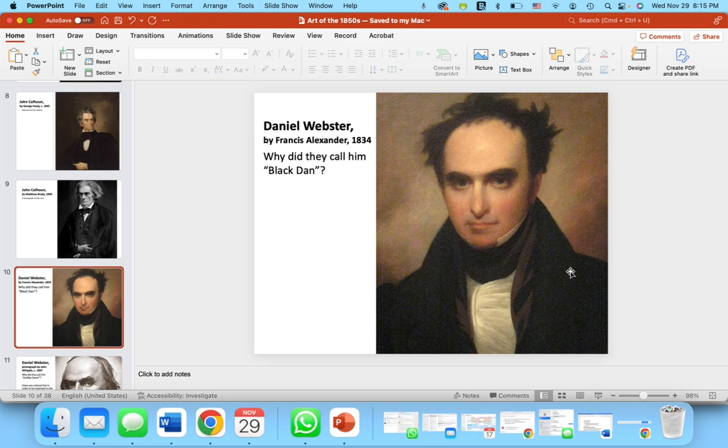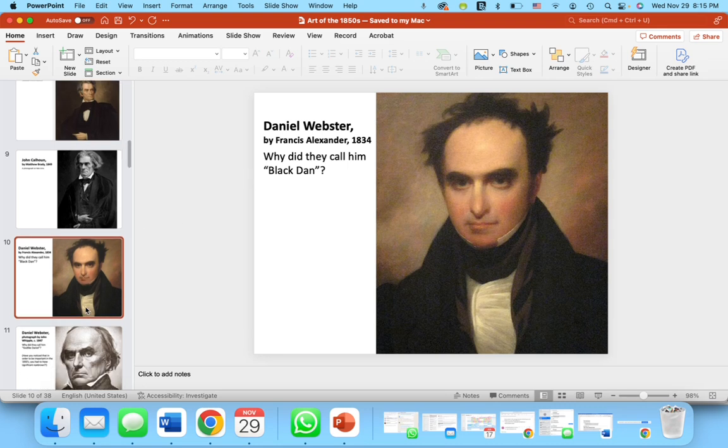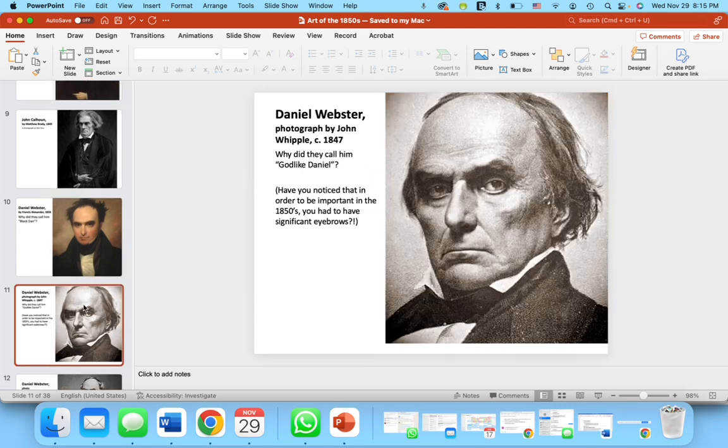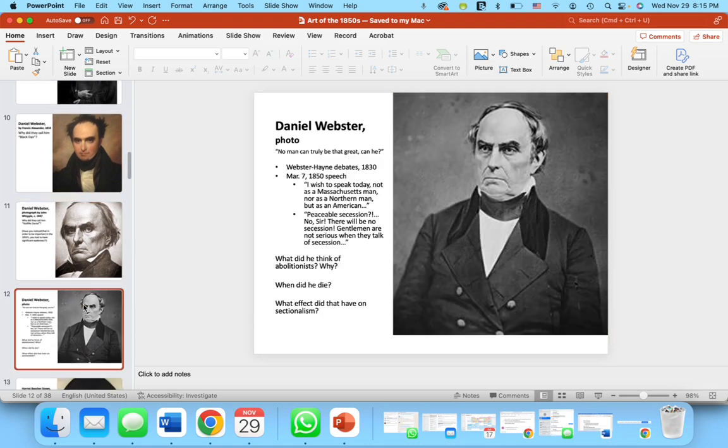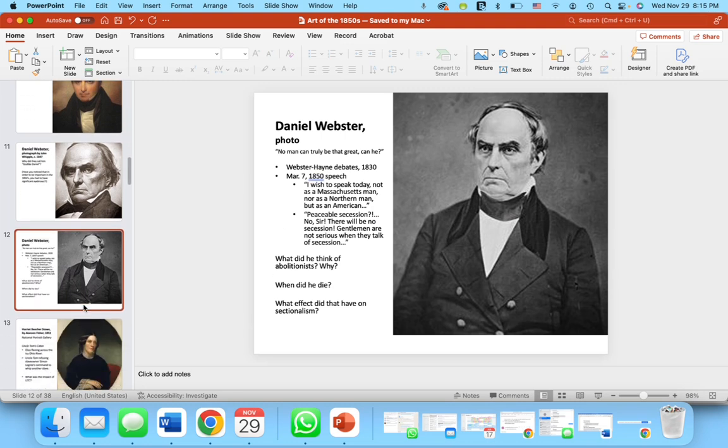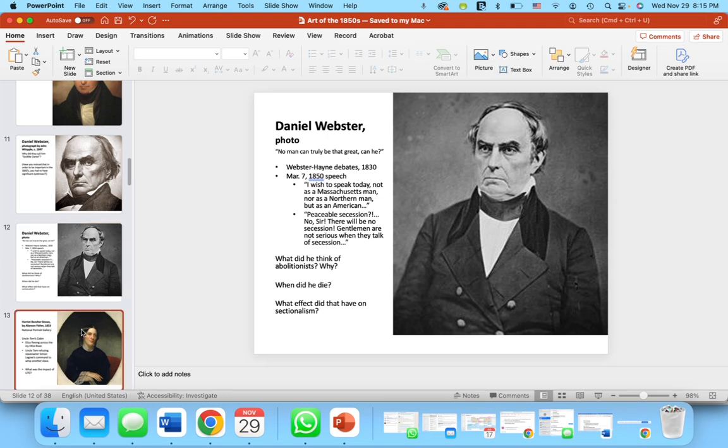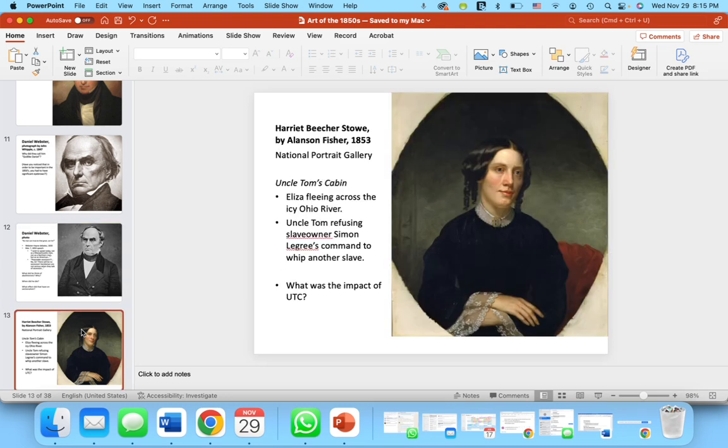And here is Black Dan Webster with his black features. He was from the North, from New Hampshire and Massachusetts. And here is a great photo of Daniel Webster, God like Daniel. He and Henry Clay are going to die in 1852. And their death is one of the causes of the Civil War because those great politicians who had held the country together pass away. Another factor leading to the Civil War was Uncle Tom's Cabin, written by Harriet Beecher Stowe.